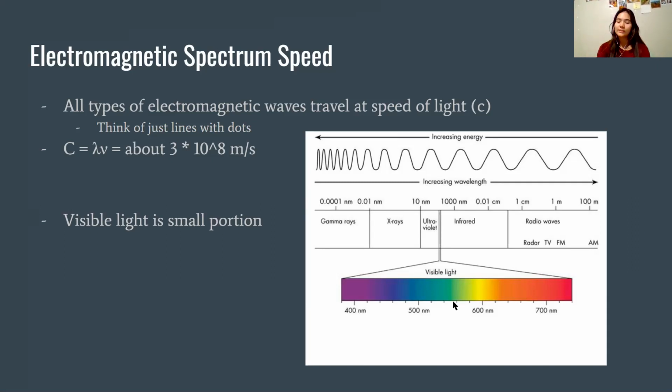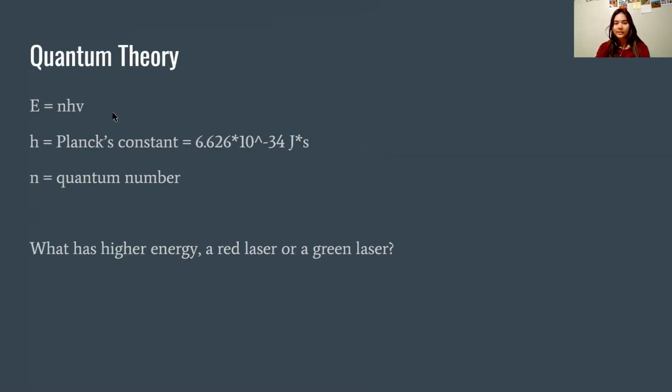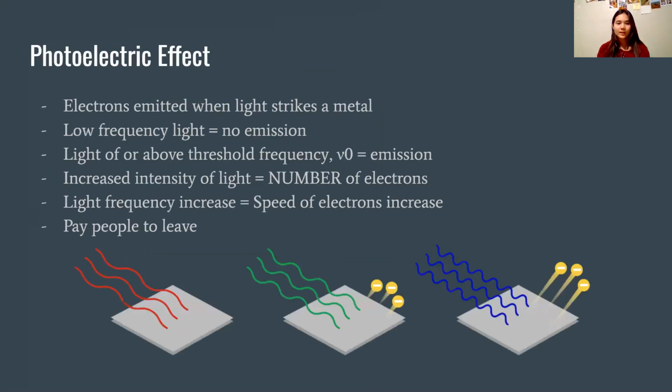And then as we can see in the equation here, energy is directly proportional to frequency. So if red has a lower frequency, that means it has lower energy. And if green has a higher frequency, it means it has higher energy. So the green laser has higher energy.